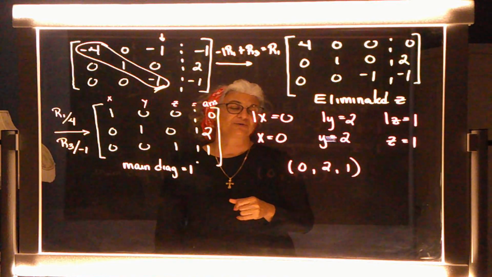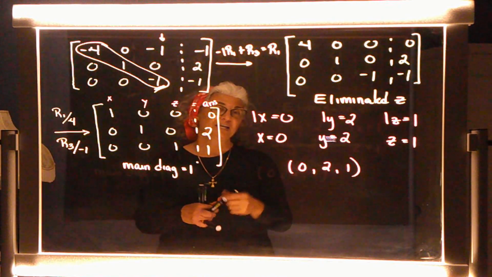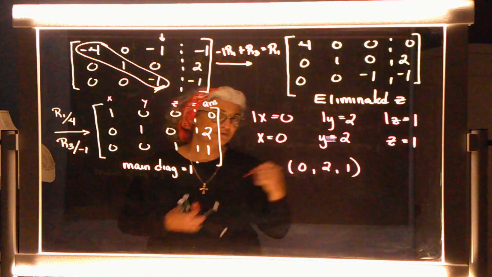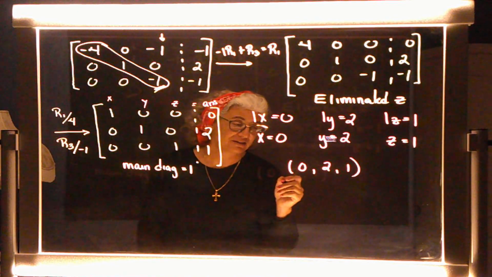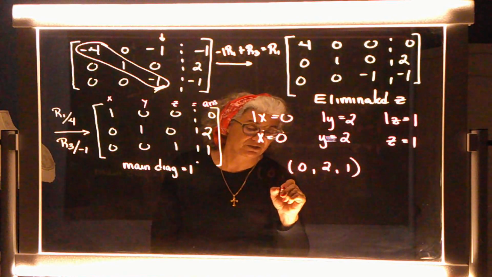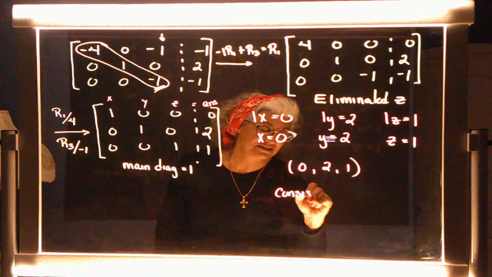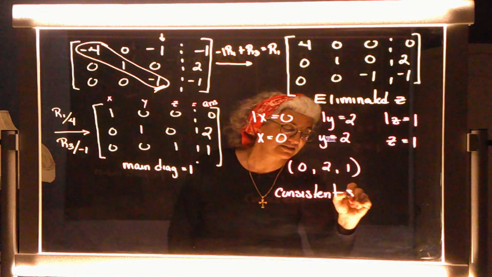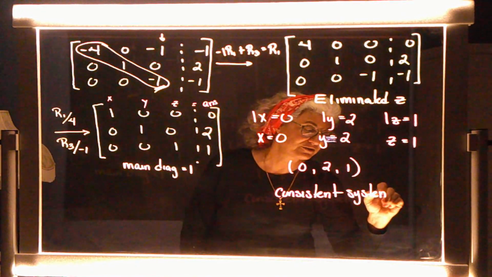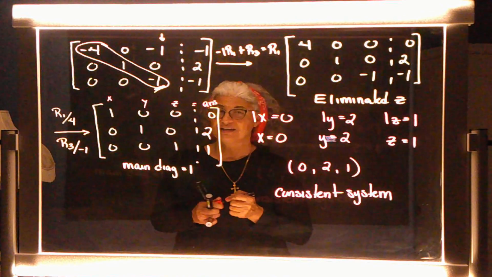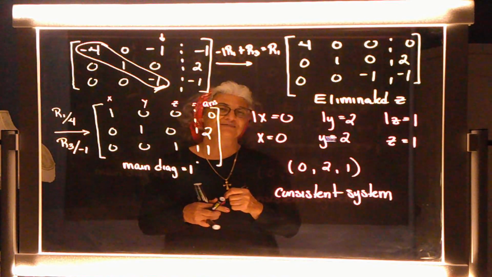Good? Okay, something else I need you to remember. If you remember your elimination method or substitution method for that matter, this is known as a consistent system. A consistent system means we actually have a solution. Yes? Loving it. Hang in there.